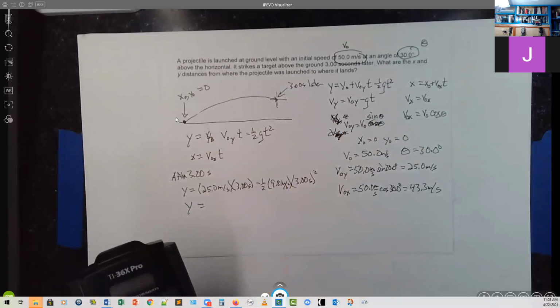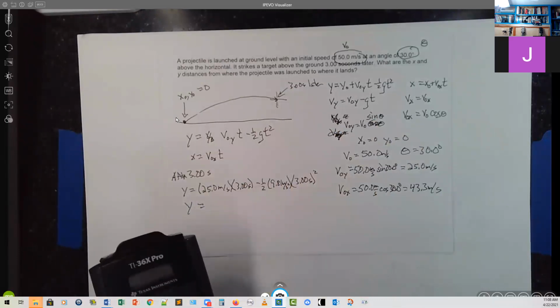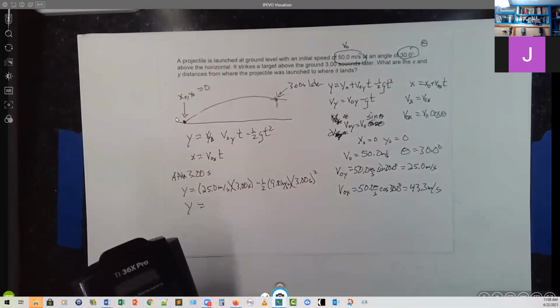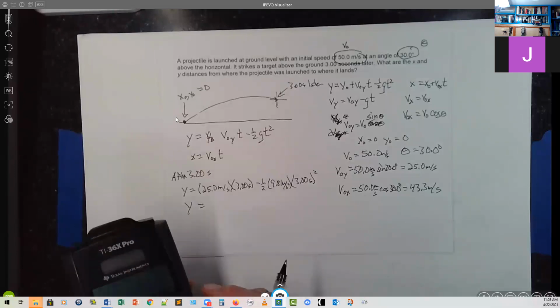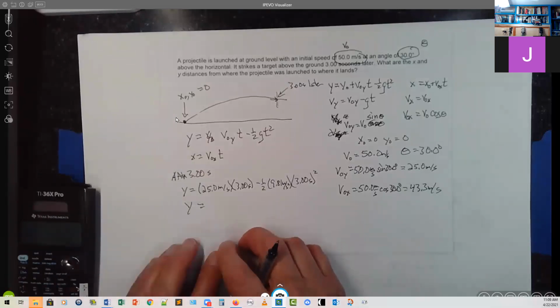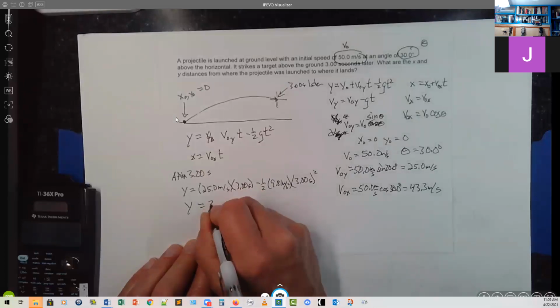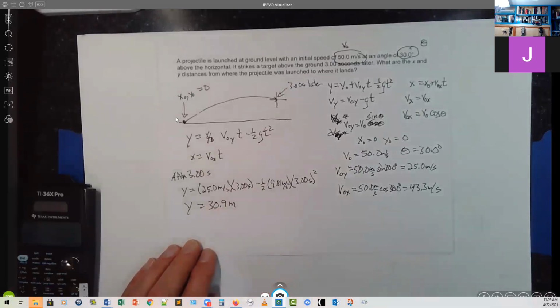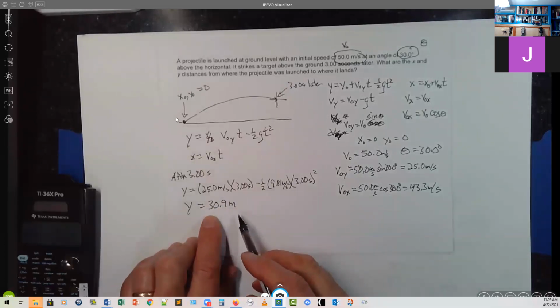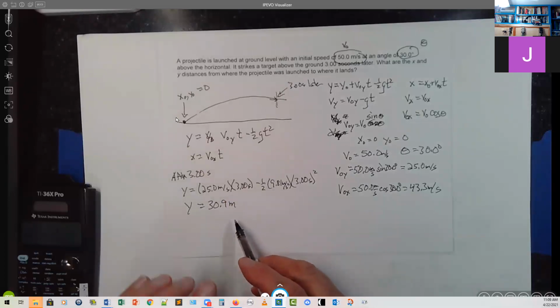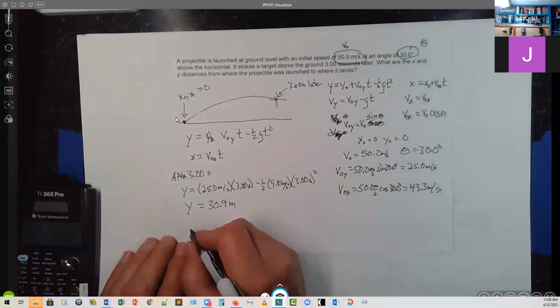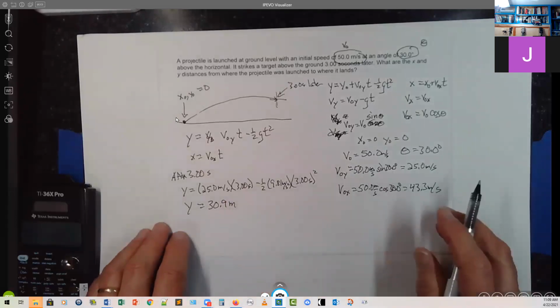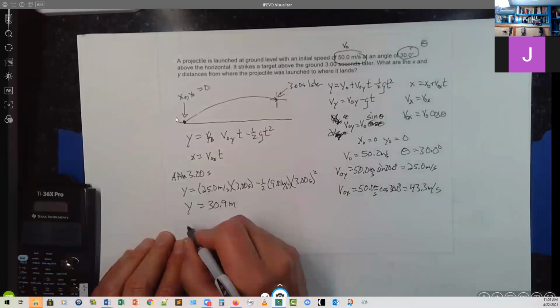25 times 3 minus 0.5 times 9.81 times 3 squared. And I get, let's see, 30.9 meters. So it's going to be up on top of something 30.9 meters high. That's actually pretty tall. That's about 100 feet high. So, oh, maybe they were attacking a castle. That's it. And these are the archers who are doing that.